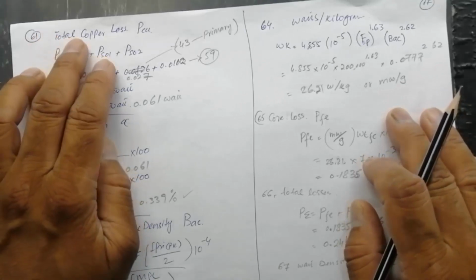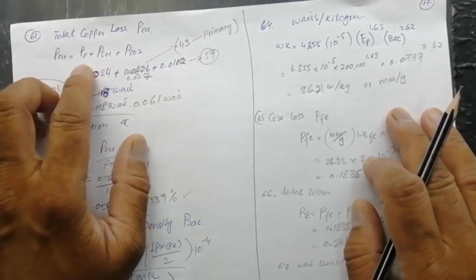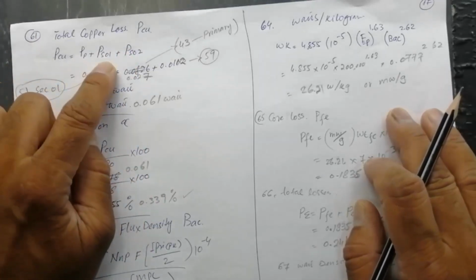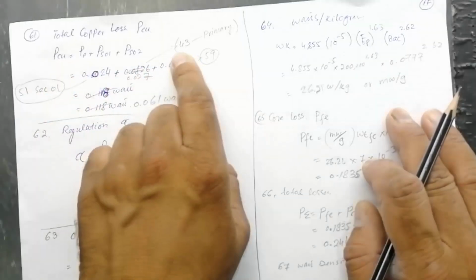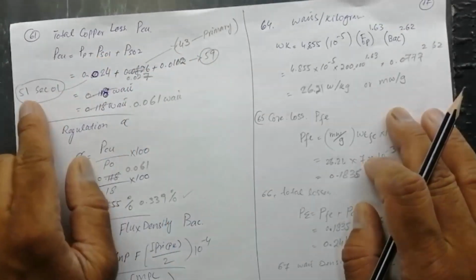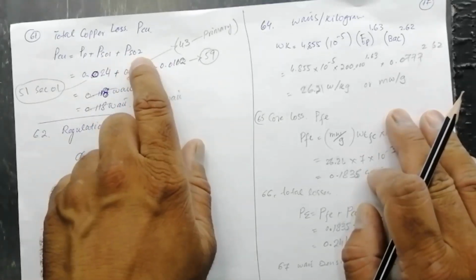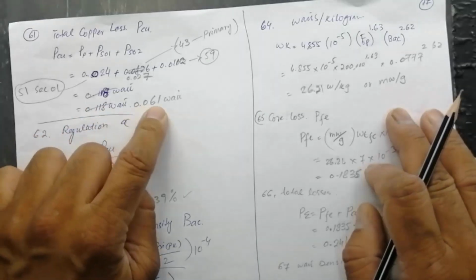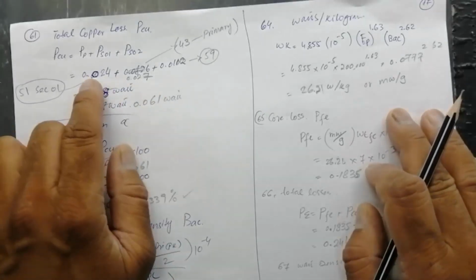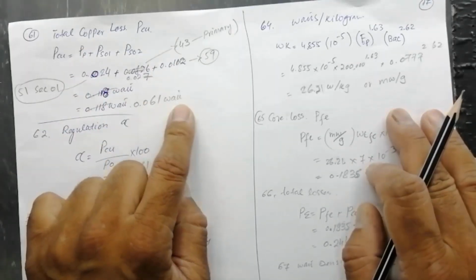The total loss in primary, 2 secondaries, main secondary and auxiliary winding. So PP plus PS01, PS02. PP is in step number 43, PS01 is step number 51, and PS02 is at step number 59. So we have 0.061 watt. We will put the values from these steps, and we have 0.061 watt.